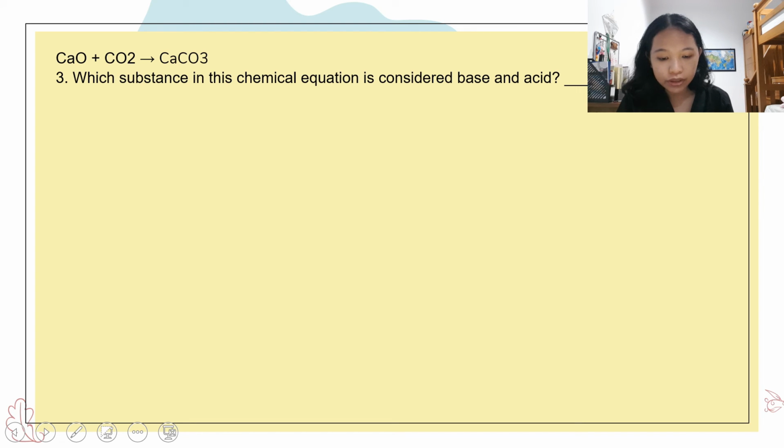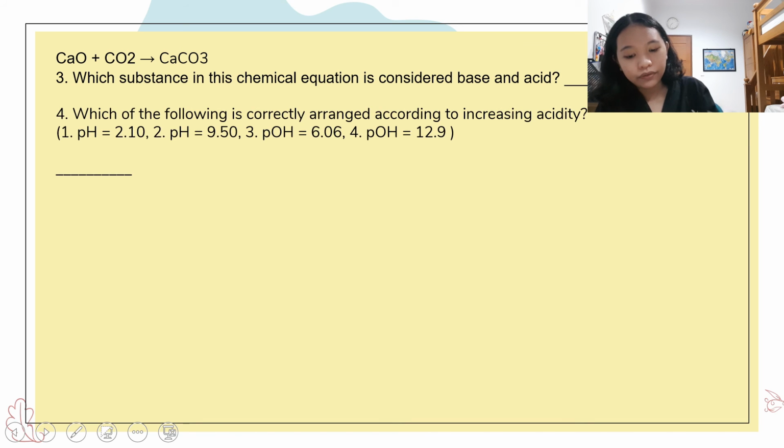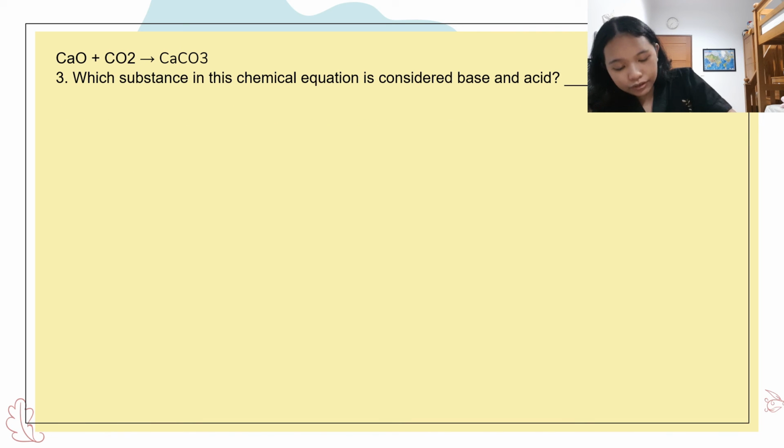Which substance in this chemical equation is considered base and acid? Okay, pause and play, guys. Okay, let's answer. So if you guys notice, this is an example of Lewis acid and base. Because it is having a covalent bond, we can write it.